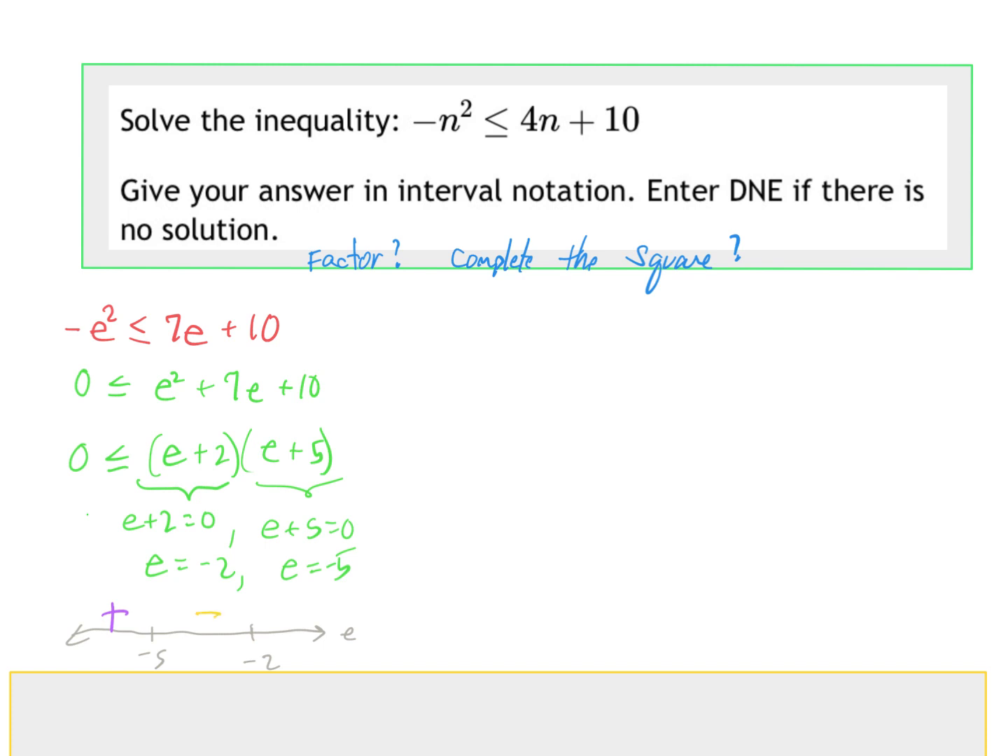And then finally, if our e value was greater than -2, for example, like e equals 0, then this product, our expression, would be positive times positive, which would be positive. So for this equation, whenever this is true is equivalent to whenever this is true, and this is bigger than or equal to 0 when it's positive, which is when e values are less than -5 or greater than -2.